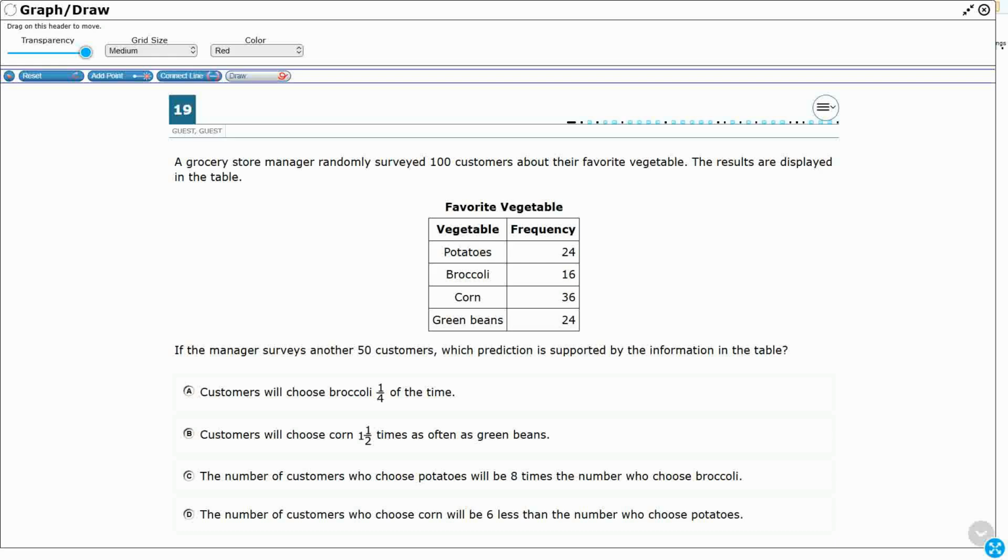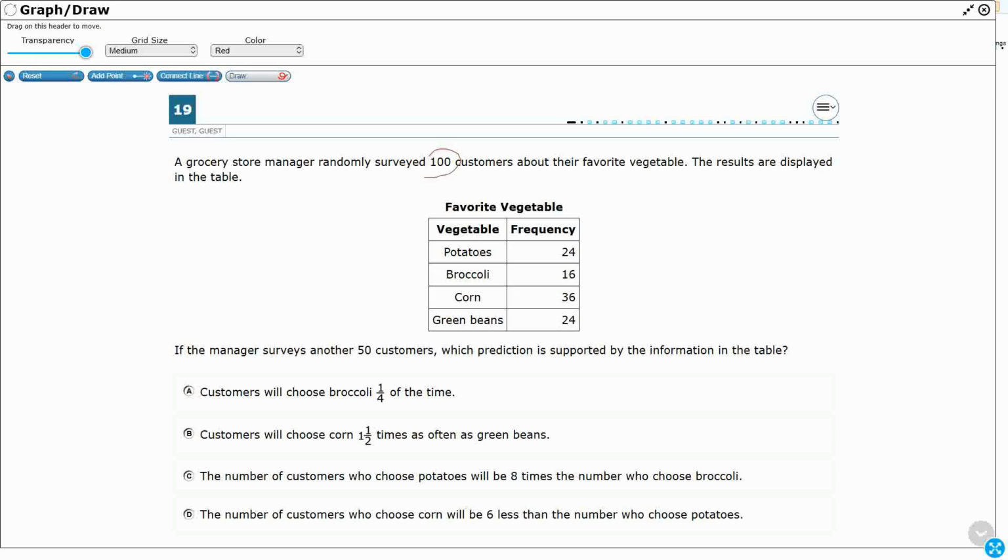All right, so we've got a random survey of 100 customers about their favorite vegetable, and then we've got here potatoes, broccoli, corn, beans. So if the manager surveys another 50, we're making a prediction. So this is a simple experiment. We're just asking which of these four are your favorites, and we're trying to make some future predictions based on past results, right? So what do we know about this?